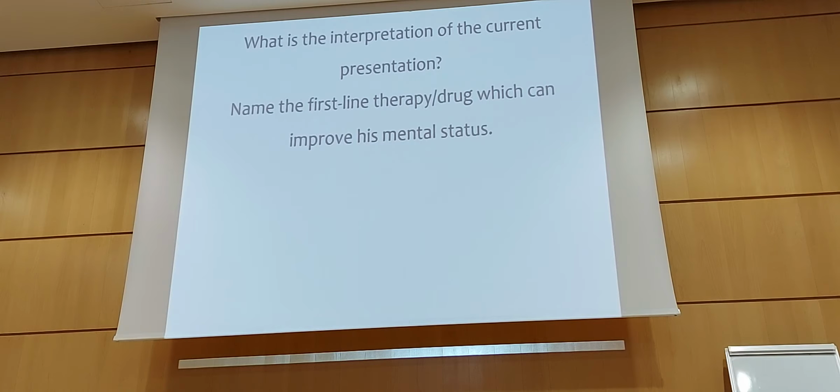Name the first line therapy or drug which can improve his mental status. Lactulose. Very good, lactulose. So how would that drug work? How would that improve his mental status? Conversion of ammonia to ammonium. Okay, so from the gut, because lactulose is converted by bacteria into acids. So where is this increased acidity coming from?